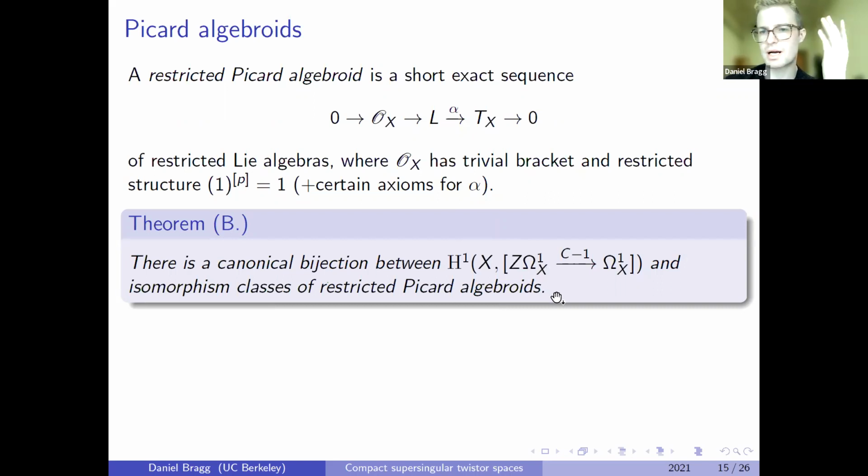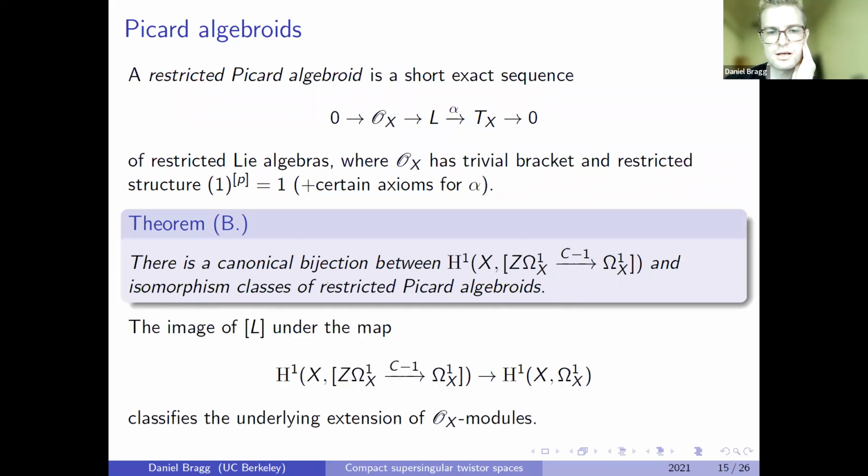So there's a bunch of these on a variety X, and you can classify them in terms of some cohomology group, by isomorphism classes. But just to orient you, if you take a restricted Picard algebroid, in particular, it's an extension of OX modules. It's an extension of TX by O. So it has a class in H1 of omega 1 also. And these two things are compatible.